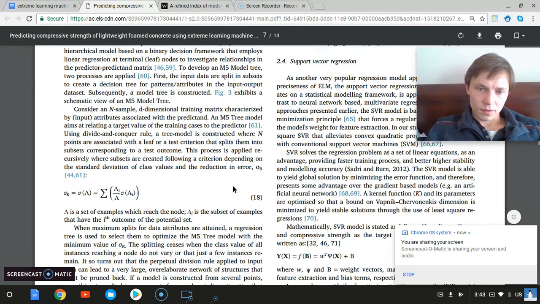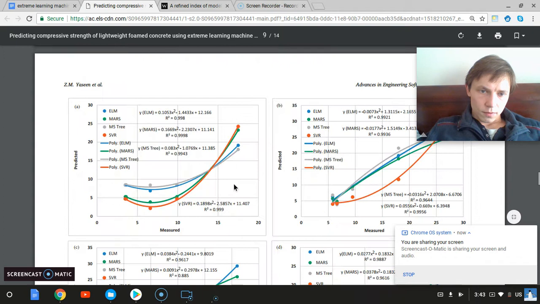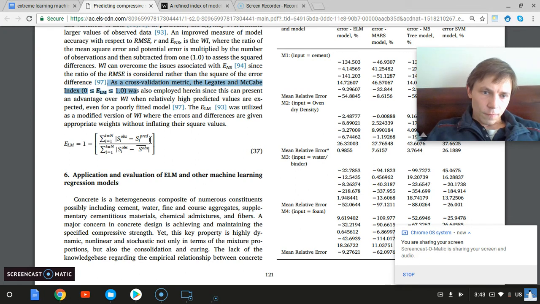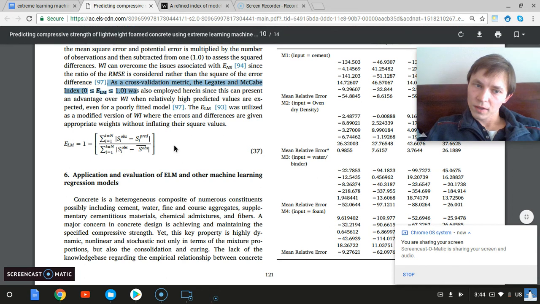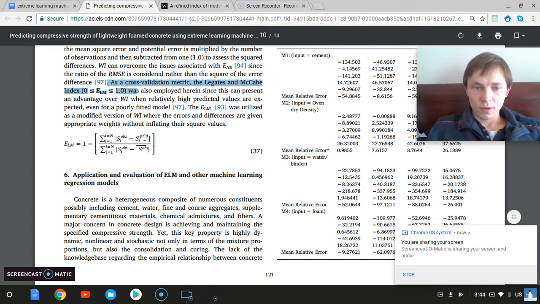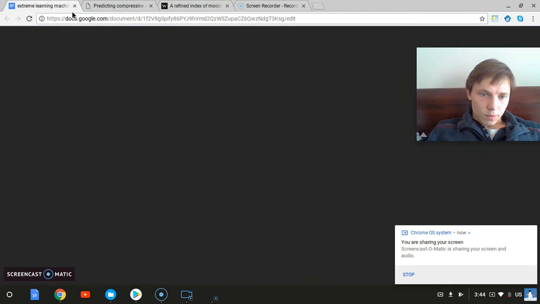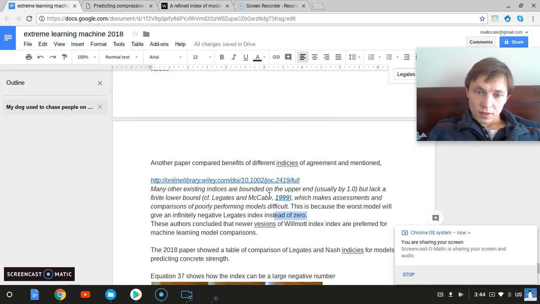And I'll show you why. Okay, so if you have very large predicted values, it will show up as a large number only on top, and it will give you a very large fraction here, much greater than one. And so then you have one minus something very large, it will be negative. And if this is infinite, then infinity divided by something will be infinity, so this will be negative infinity. So that's the drawback of this Legates and McCabe.